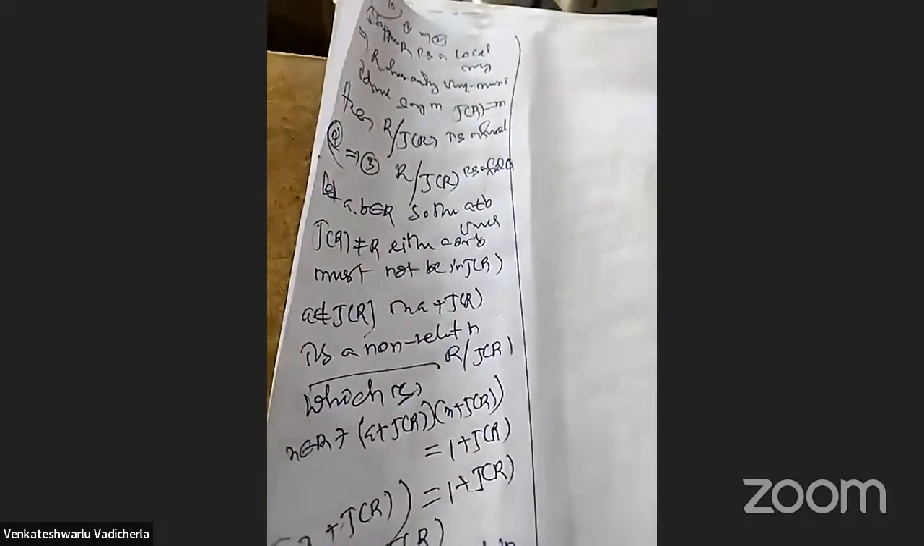So first of all, this is the proof. Suppose R is a local ring. R has a unique maximal ideal, say M. J(R) is equal to M. So R/J(R) is a field. Already M is a maximal ideal, so R/M is a field. J(R) is equal to M, therefore R/J(R) should be a field. Now, second implies third.